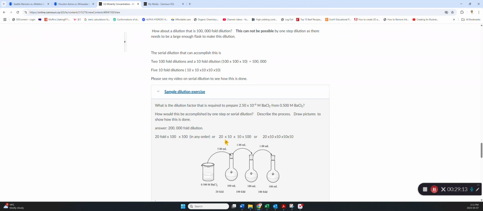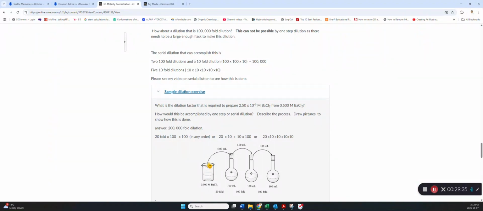Or you could do a 20 times 10 times 10 times 100. This will give us our 200,000. Or we could do it 20 times 4 tens dilution. The process is very simple. All we have to do is get a beaker, transfer our stock solution into this. Then what we're going to do is we're going to pipette.